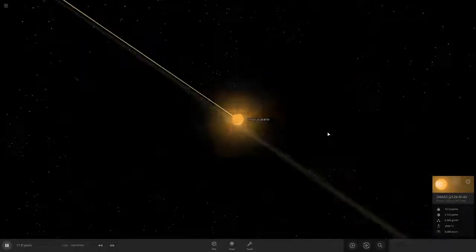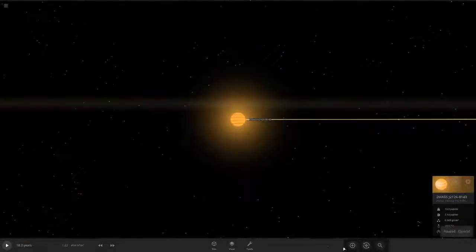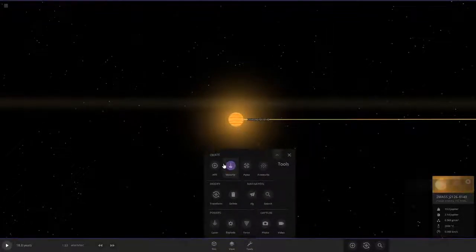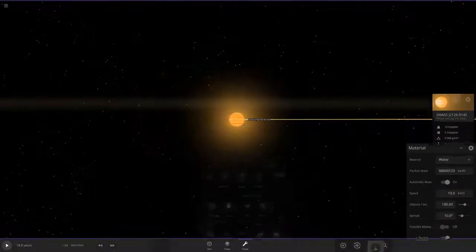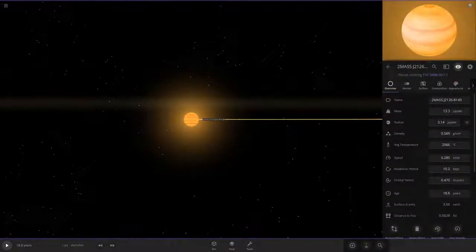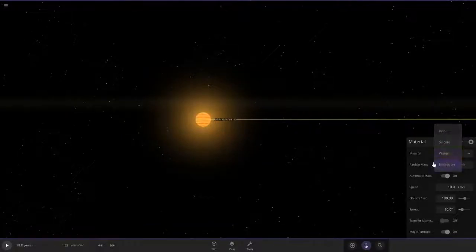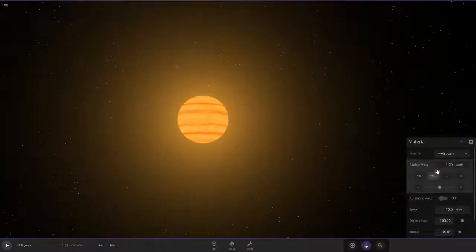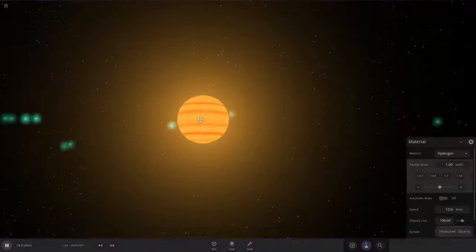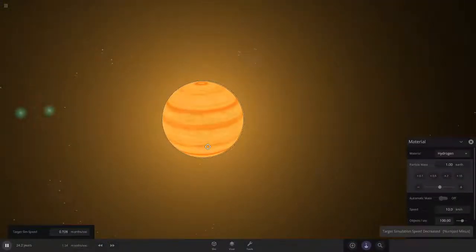So I do have an idea of what we can do with this planet. Let's turn this thing into a star. Okay, since I use this thing quite often, we're gonna do this. This way, now I don't have to stupidly go into it. Let's turn this thing into a star. Hydrogen, let's make it 1 Earth per particle. Okay, let's slow down the simulation. I didn't realize this thing's actually far from its star.